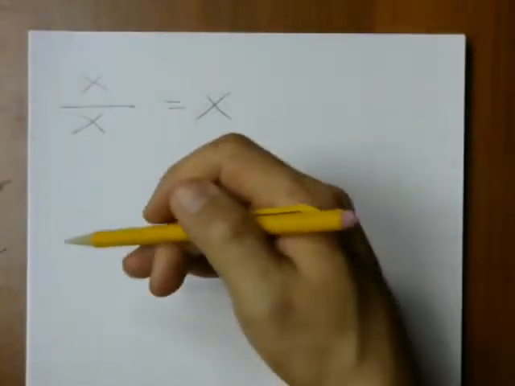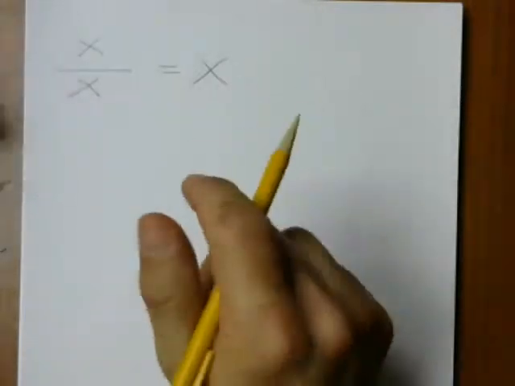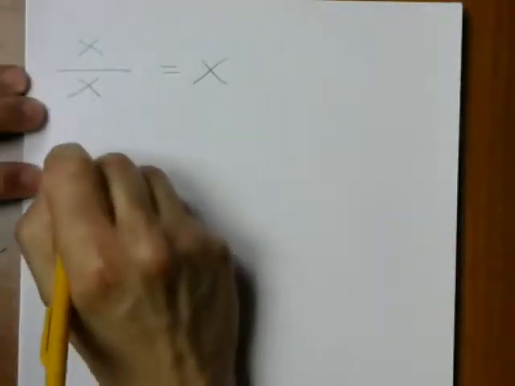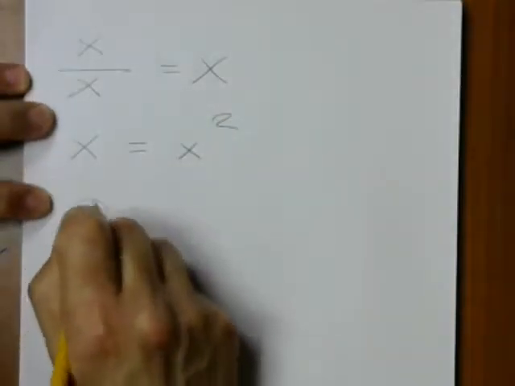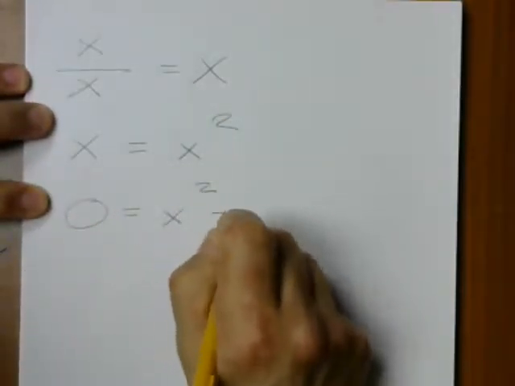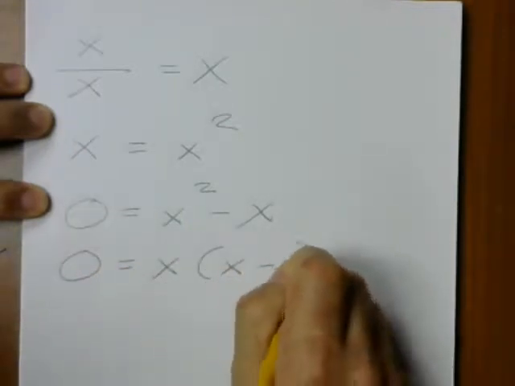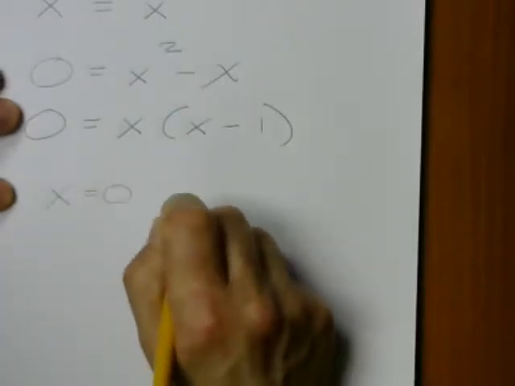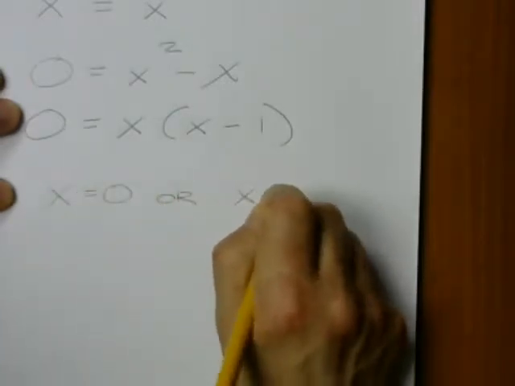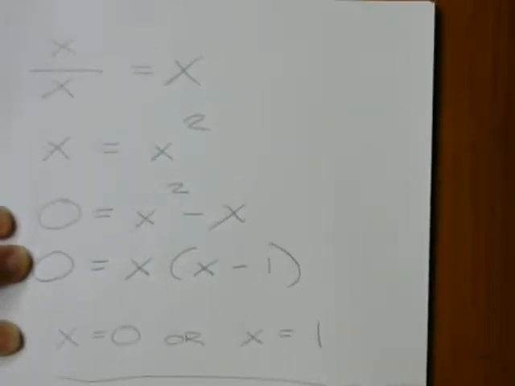So how might I try to solve this? Well, let's think about it. One thing I could do is I could multiply both sides by x and get this. At this point, I can then factor, and I get two solutions. Or do I? Go back to what we were originally trying to solve.